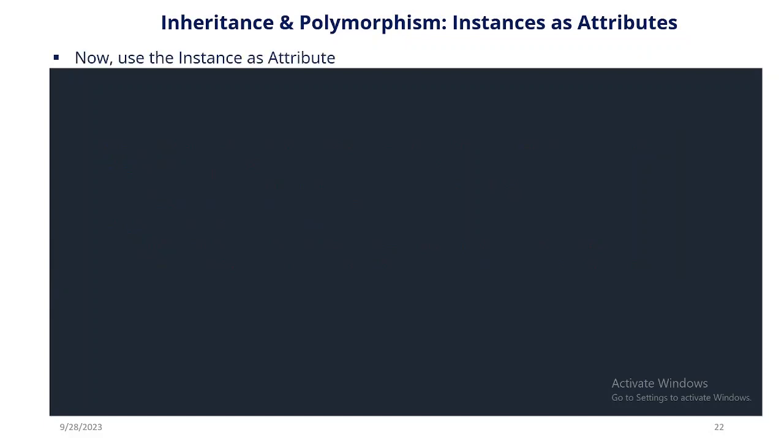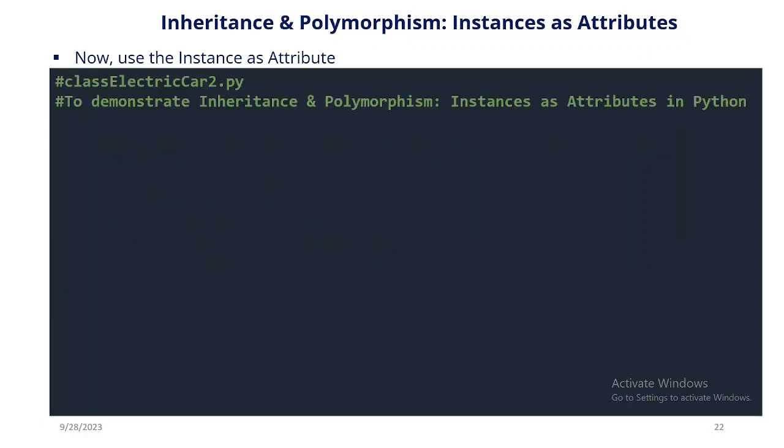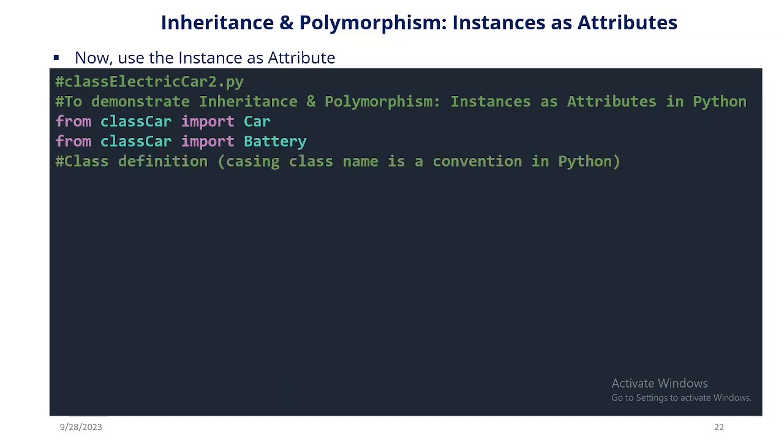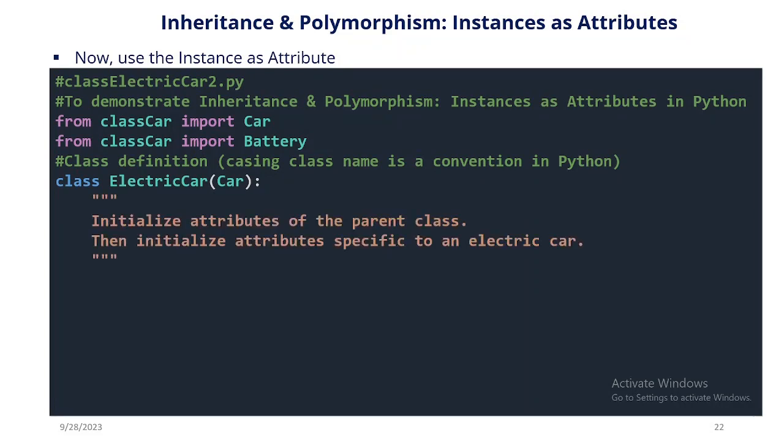So we can now use the instance as an attribute in another program entirely. Let's call this electric_car_2. We are also demonstrating inheritance and polymorphism. This time we are also showing instances as attributes in Python. So we say from car import Car. We don't end there. We also say from car import Battery. See, we are now using two classes in the new class that we want to create. So we say class ElectricCar. This is a new ElectricCar class now. We say Car. First of all, it inherits the original class Car. As usual, you should initialize the attributes of the parent class.